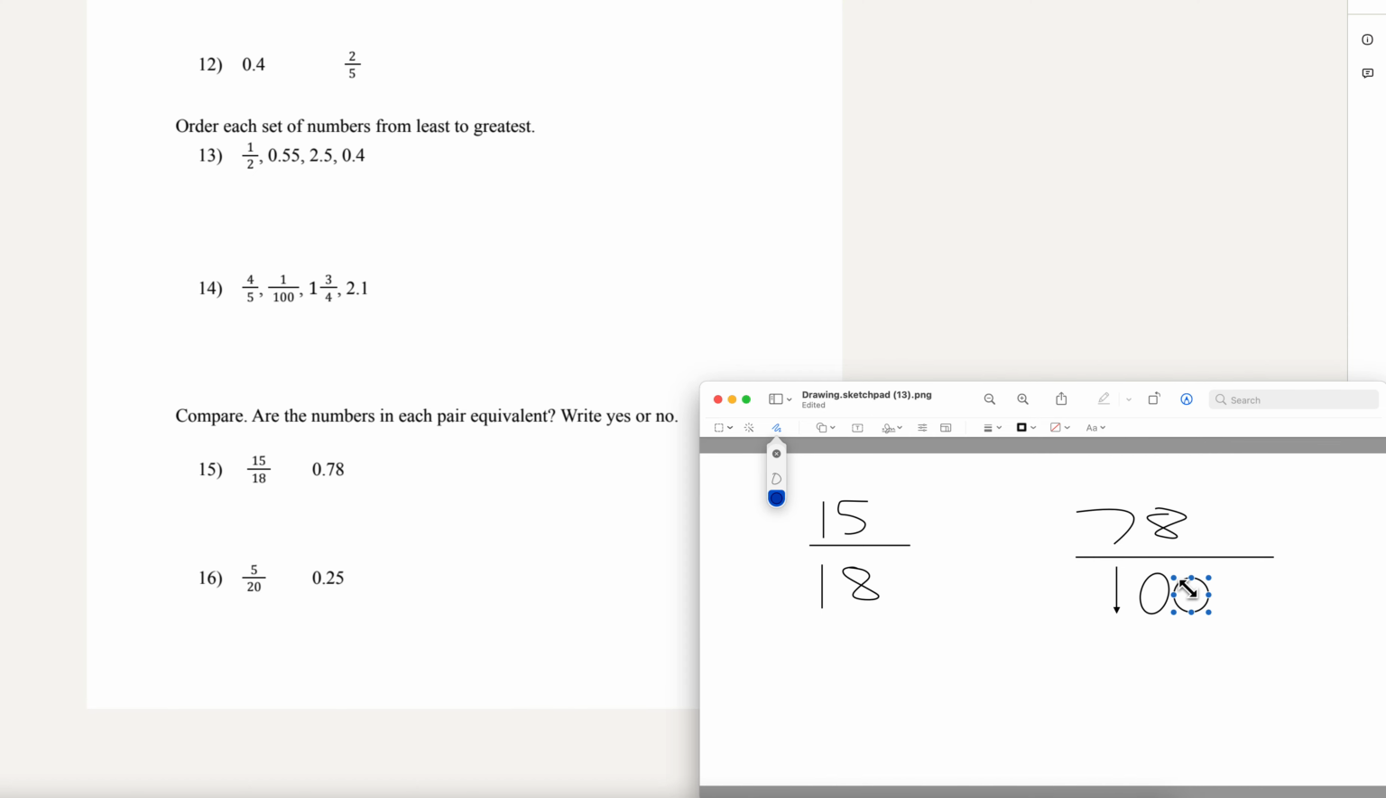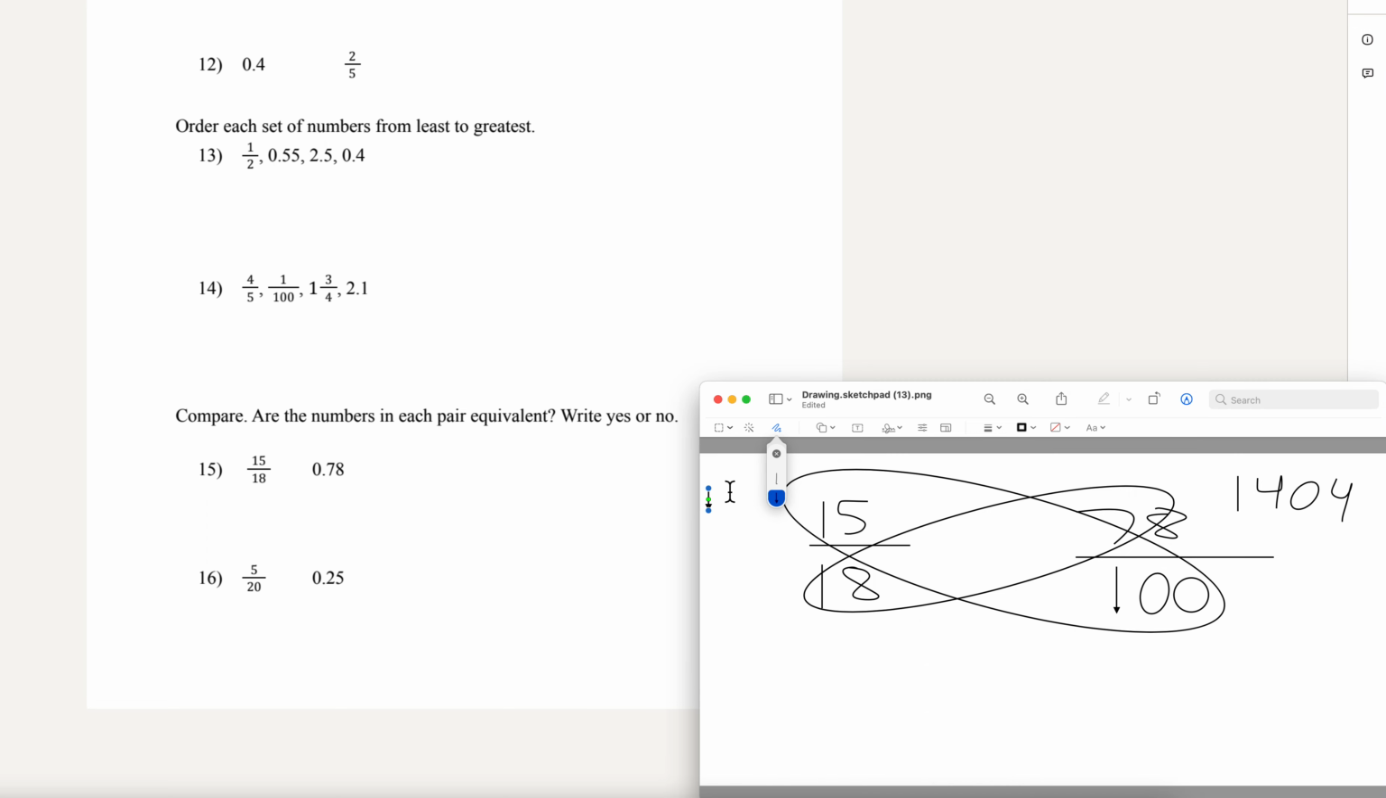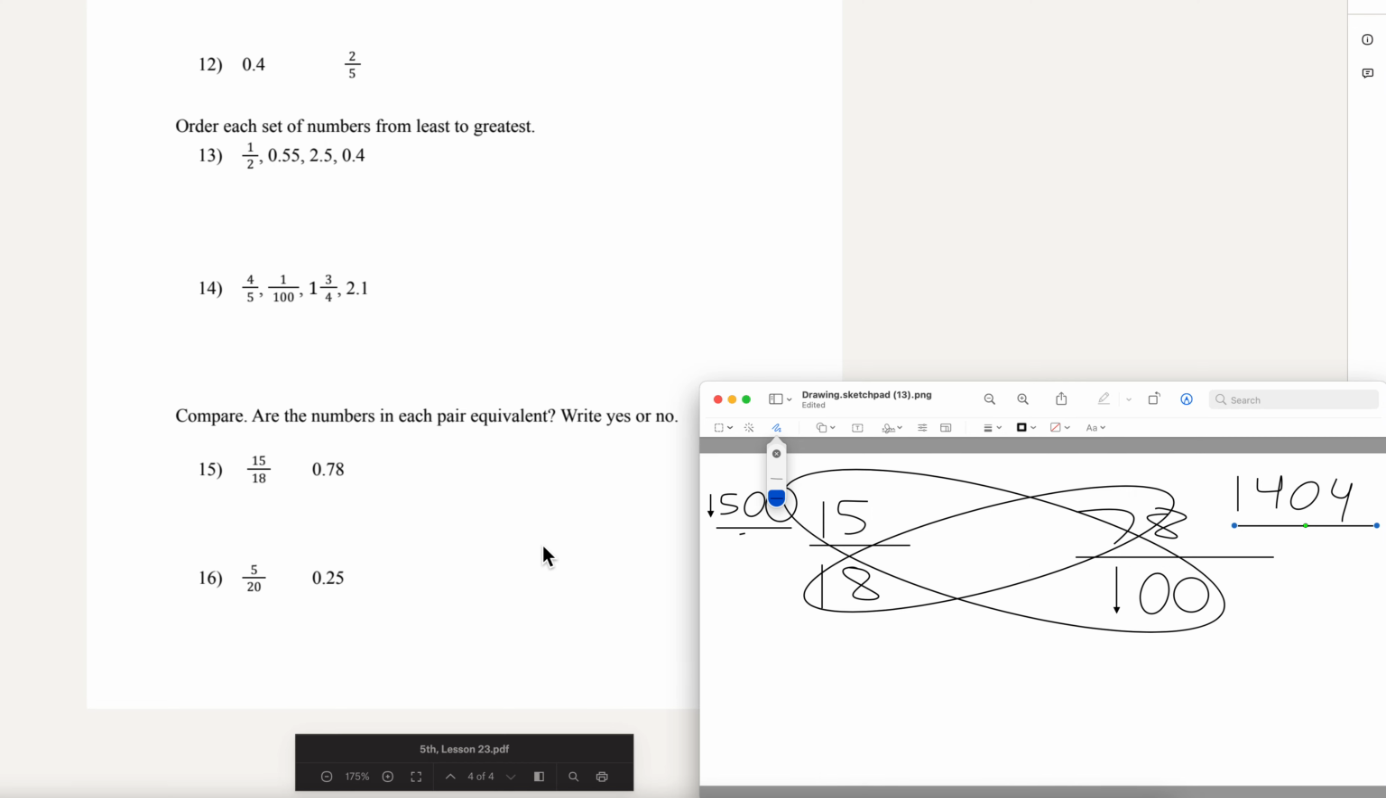The method that we could do is 78 times 15, which will result in, actually no, 78 times 18, which will be 1404, and this would be 1500. And these two numbers are not the same, so it's a no. Okay.